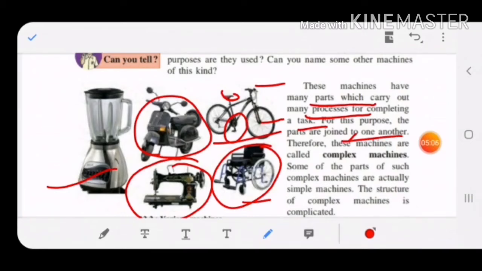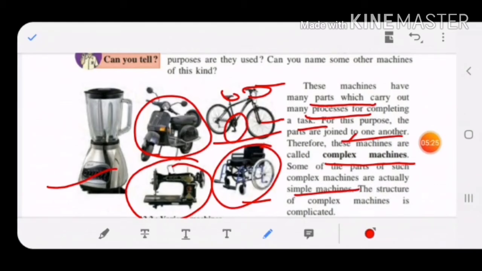For this purpose, the parts are joined to one another. Can you see? These parts are joined to one another. On the cycle, the wheels are attached with the pedals, handles, brakes. All these parts are joined together and one complex machine is made. So some of the parts of such complex machines are actually simple machines.